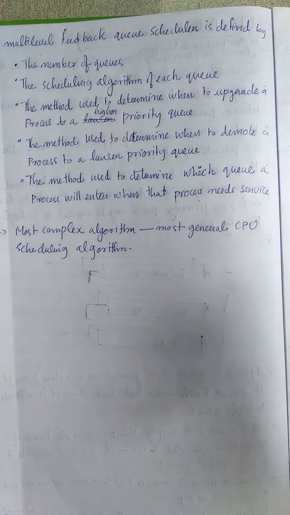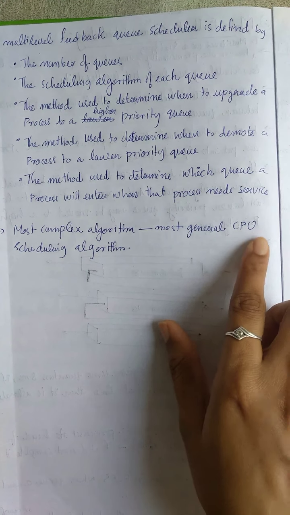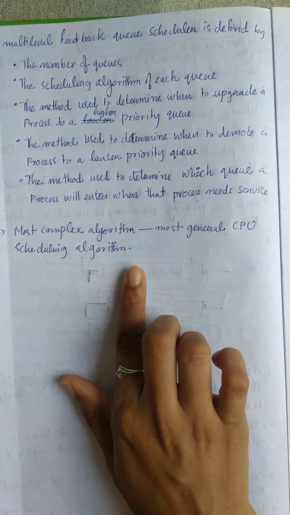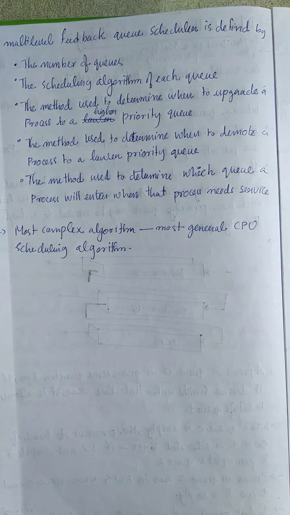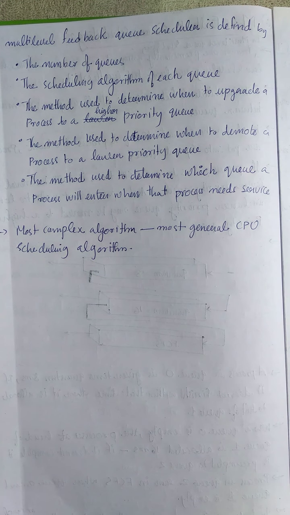This is a very complex algorithm, but still it is the most general CPU scheduling algorithm. With this, we come to an end to CPU scheduling algorithms. From the next video onwards, we'll be speaking about deadlocks.